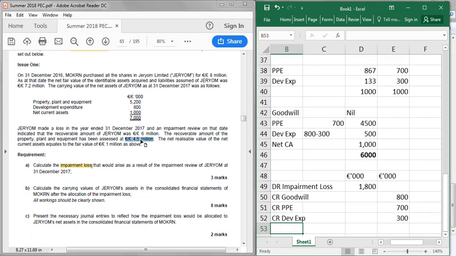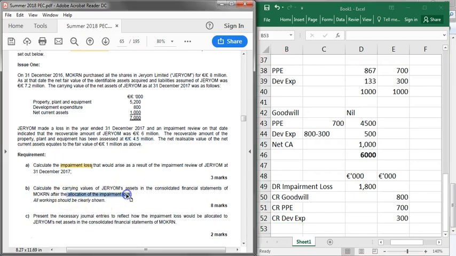IAS 36 impairment is quite popular, and there is another screencast on DoubleExit looking at a similar type question. The initial rules calculating the impairment loss are similar enough to individual assets. It's the part B, the allocation of that loss, where there's some quite tricky rules that you need to make sure you summarize in a nice cheat sheet.